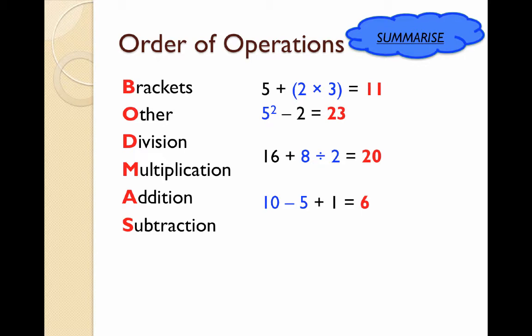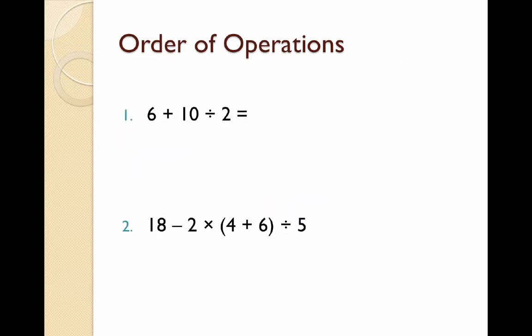Alright, let's have a look at a couple of examples. To start with, we're going to do 6 plus 10 divided by 2. The order of operations says that I have to do division before I do addition. So I'm going to do 10 divided by 2 first, and that gives me 5. Now I can do 6 plus 5, and that gives me 11, the correct answer.